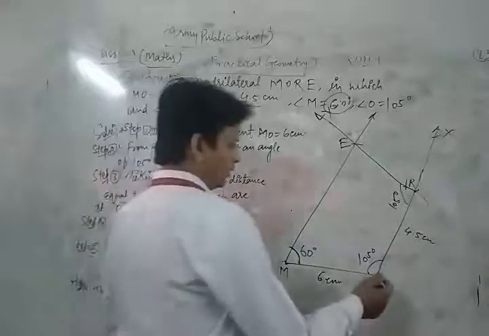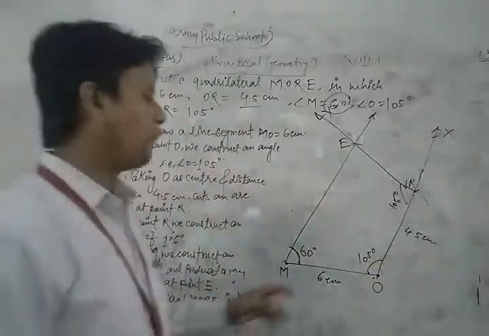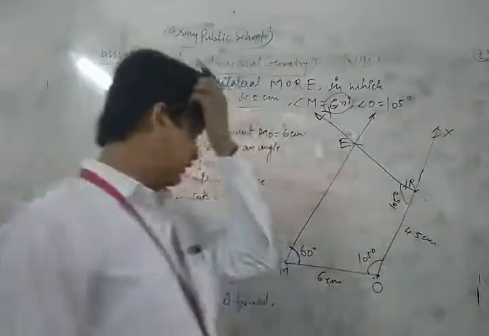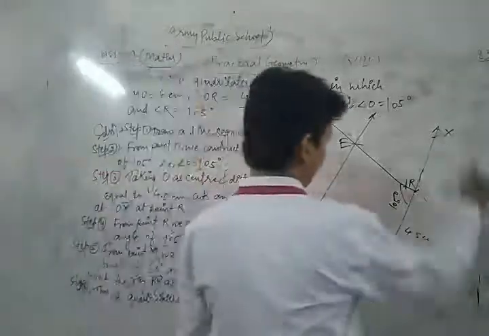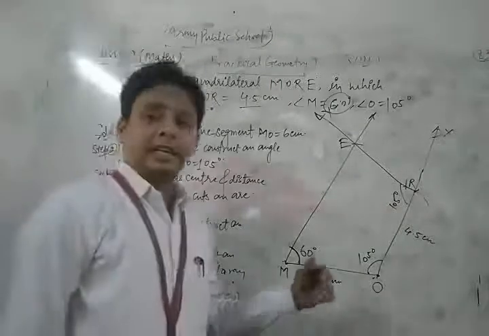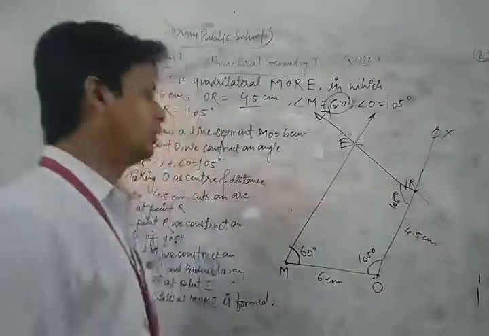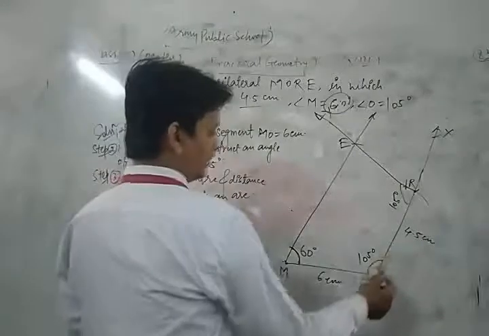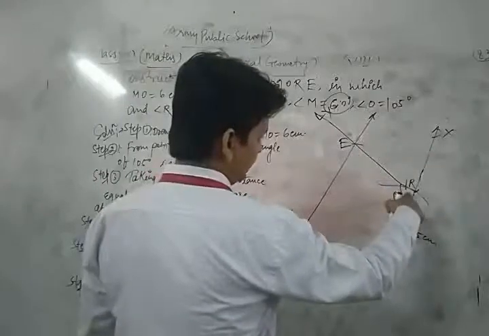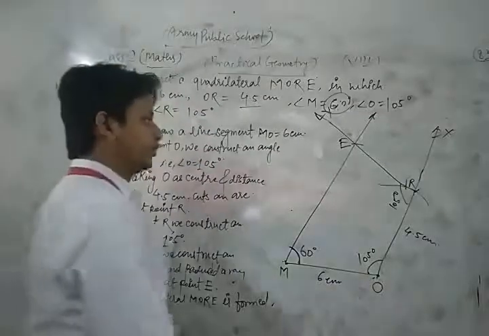After that, dear students, taking O as center, from point O we construct an angle of 105 degrees, and we produce a ray OX. Now in the next step, taking O as center and distance equal to 4.5, we cut an arc which cuts the ray OX at point R.